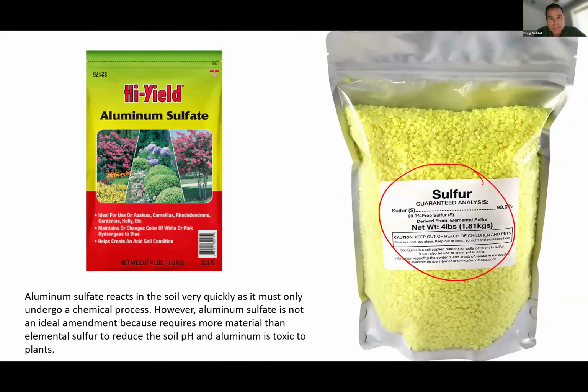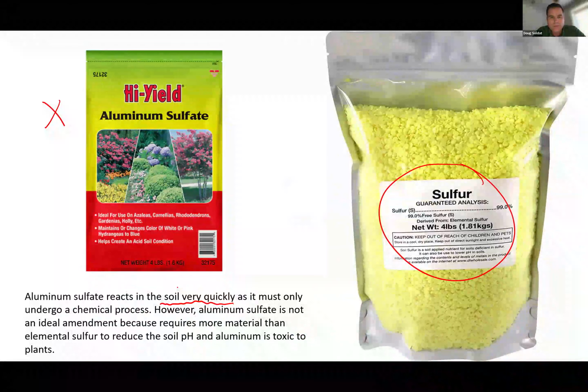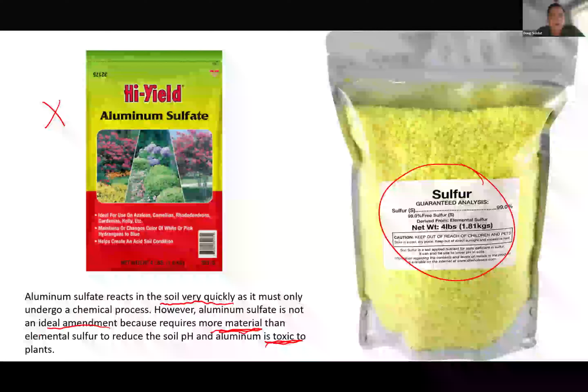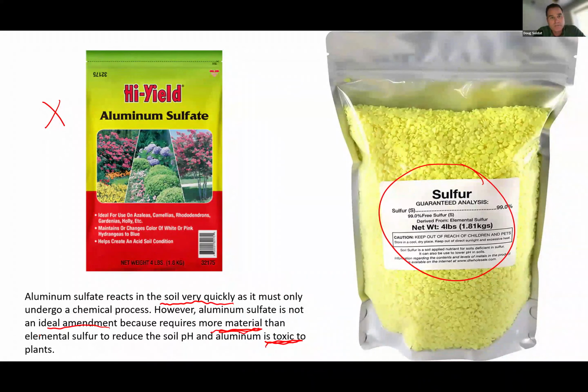really pretty product. Aluminum sulfate's another option that you'll sometimes see recommended, and the benefit is it reacts very quickly. So you don't have to wait on microbes. You can adjust your pH in cool temperatures. But aluminum sulfate's not ideal because it requires a lot more material, about 5 times as much material, and it can be toxic to plants. So if you misapply this product, you can actually harm plants.